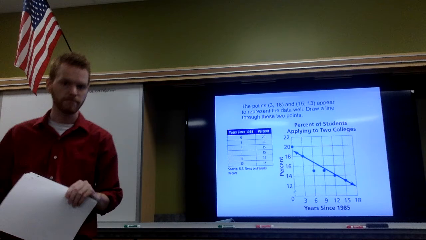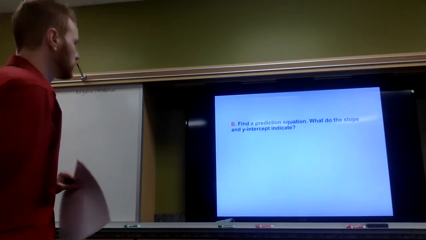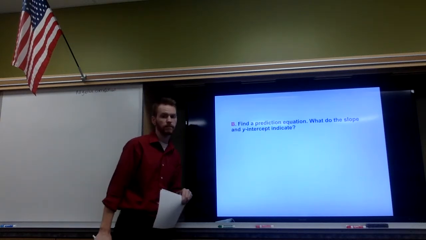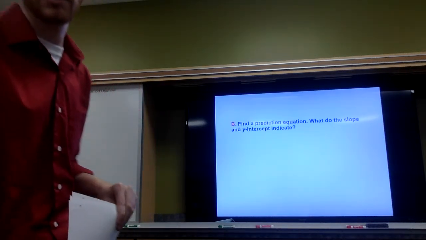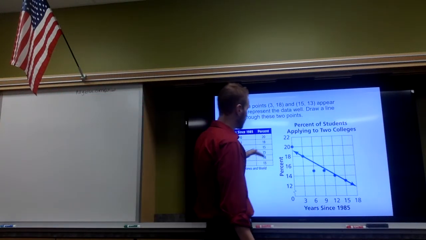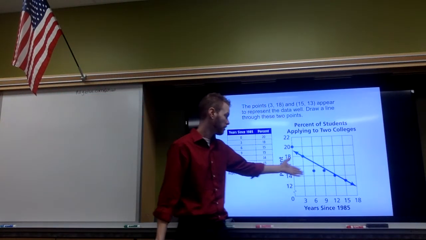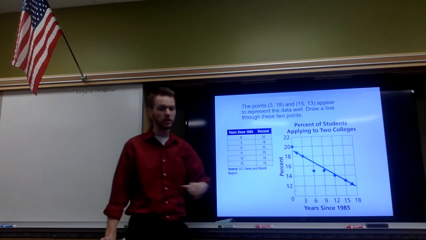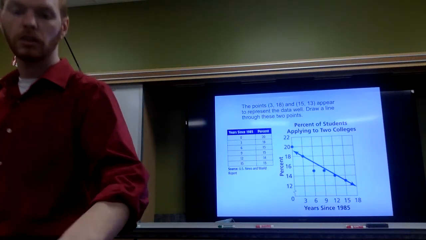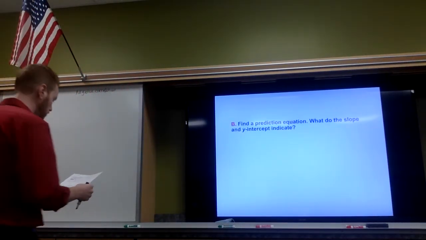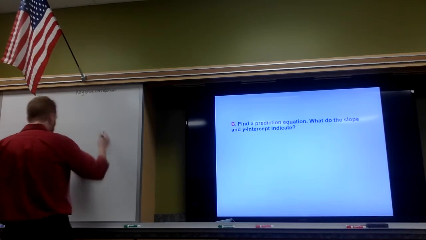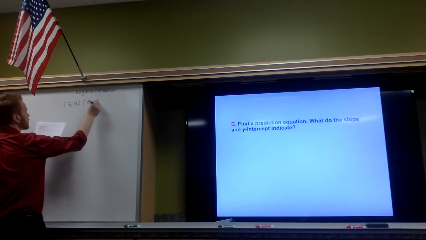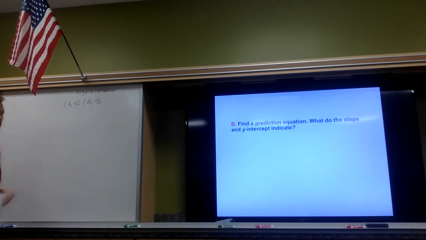So far, so good. Just graphing. Part B, find a prediction equation, and what do the slope and y-intercept indicate? So here's what we're going to do, okay? We came up with a line that we think works. It looks like it matches the data as well as it can. Let's come up with an equation for that line. Once again, the 2 points that I used, (3, 18) and (15, 13), are what I used to create my line.